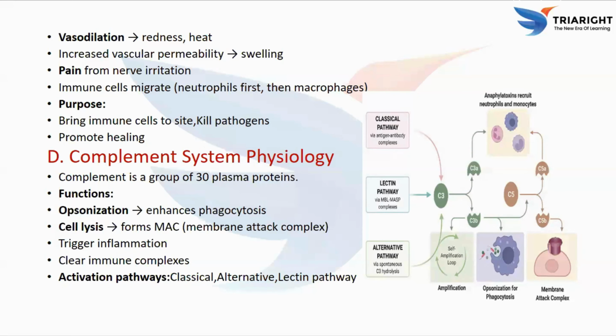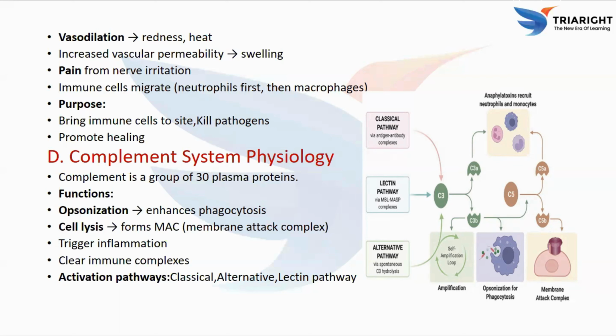So why is the complement system important? Because it puts a label on the microbes so phagocytes can easily catch them. It creates the chemical signals that call more immune cells into the battle. It can also punch holes in the microbes to kill them directly. So what are the major functions of the complement system?